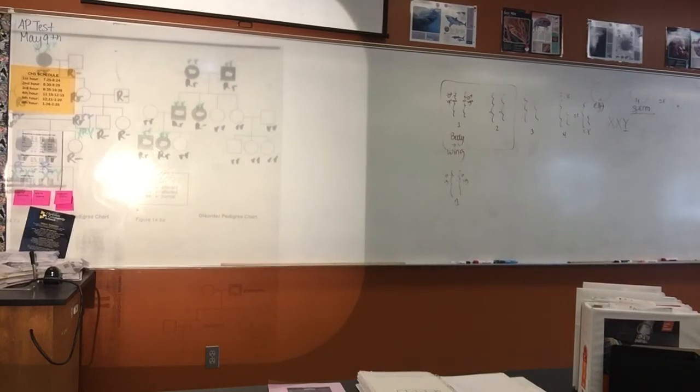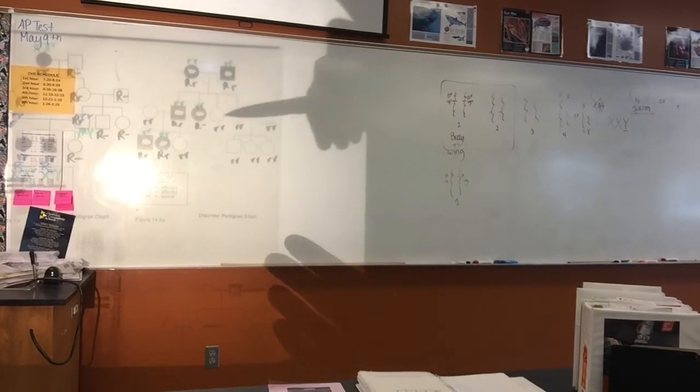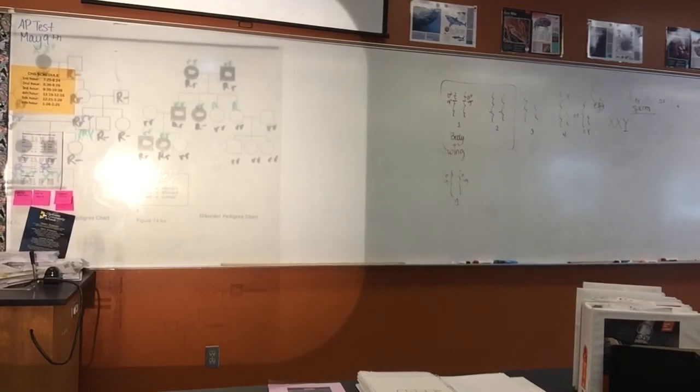Shane? Two circle kids that are shaded in. Right here? Yeah. Because they have to have a dominant trait, but the two parents don't. That's right. Absolutely. So it can't be autosomal recessive, and for the same reason, it can't be sex linked.